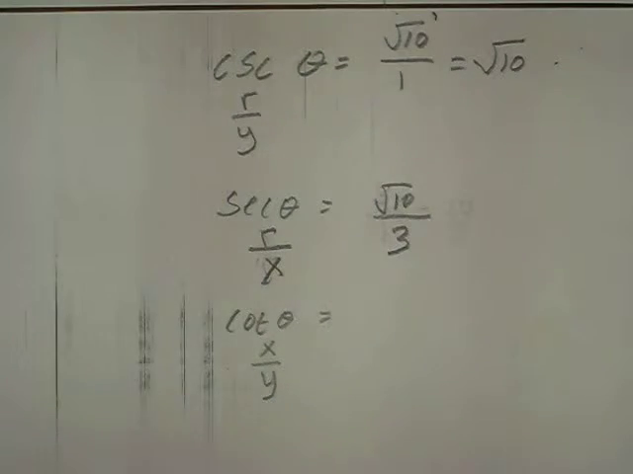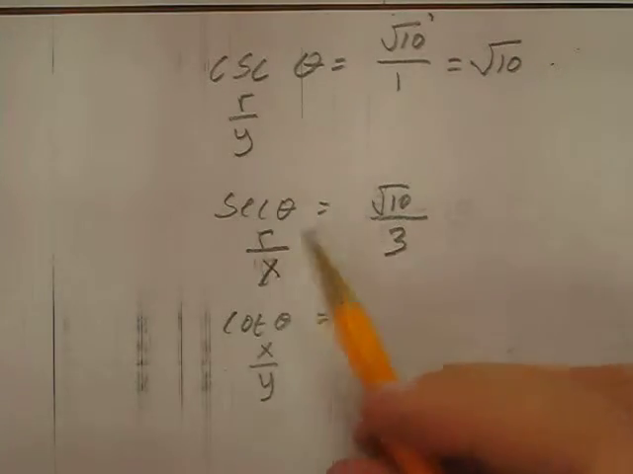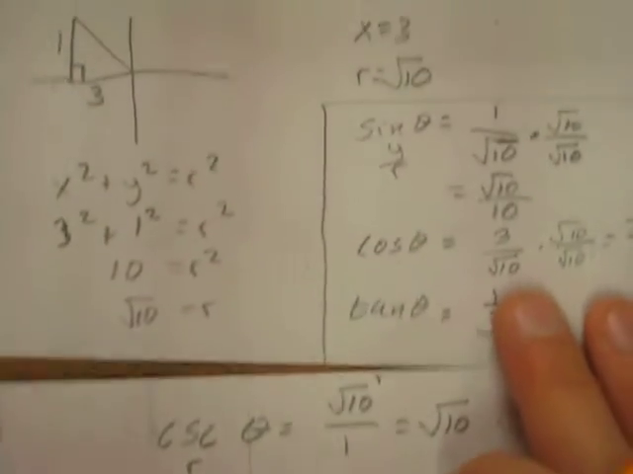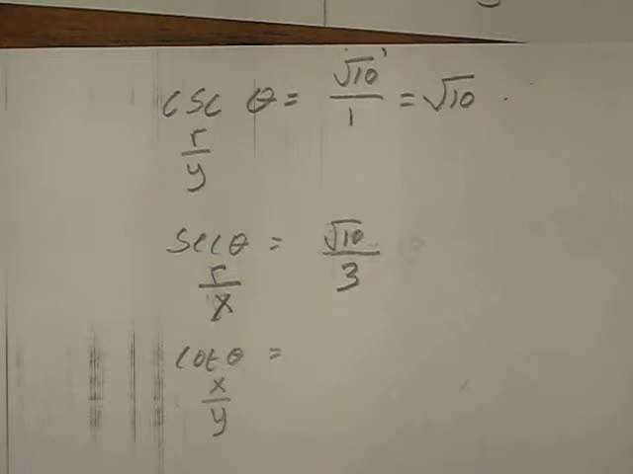Okay, so this is what it should have been for the last question. Secant of theta is equal to r over x. The radius on this question is the square root of 10, and x is 3. So I have the square root of 10 over 3.